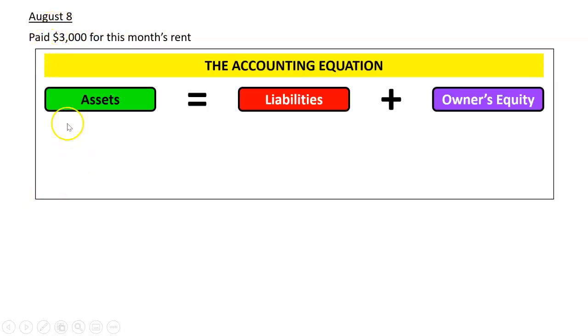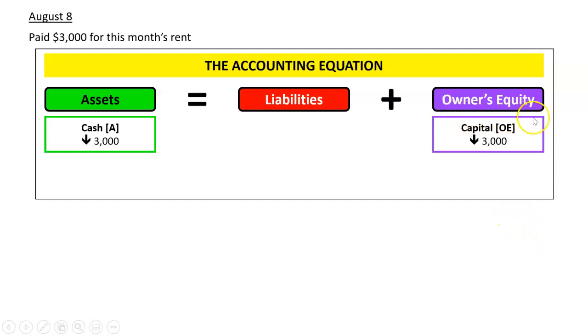Final example is an expense. Now, like I said just a second ago, we don't need to worry about this just yet. We're just being thorough. But yeah, let's say we paid $3,000 for this month's rent on August 8. That is an expense. Accounting equation wise, what happens? Well, I've got less money, so cash will go down 3,000. And an expense, literally the definition says it's got to decrease owner's equity. So that would go here. The rent expense would decrease your owner's equity or capital by 3,000.